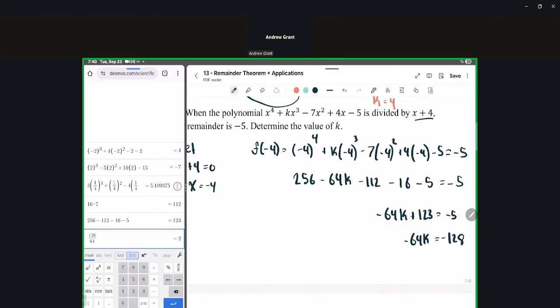So you end up with k equals 2. So therefore, we can say k is equal to just 2. This was a support question.